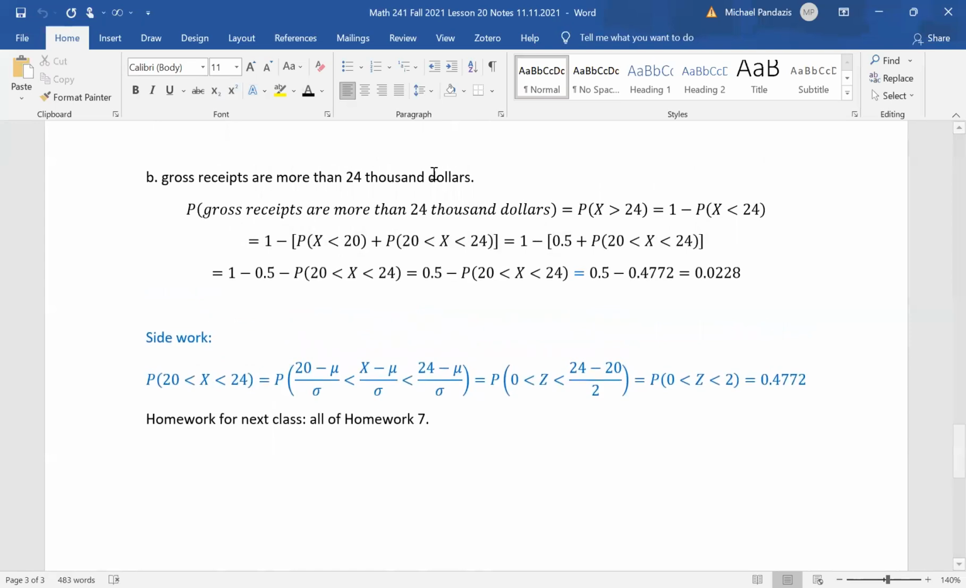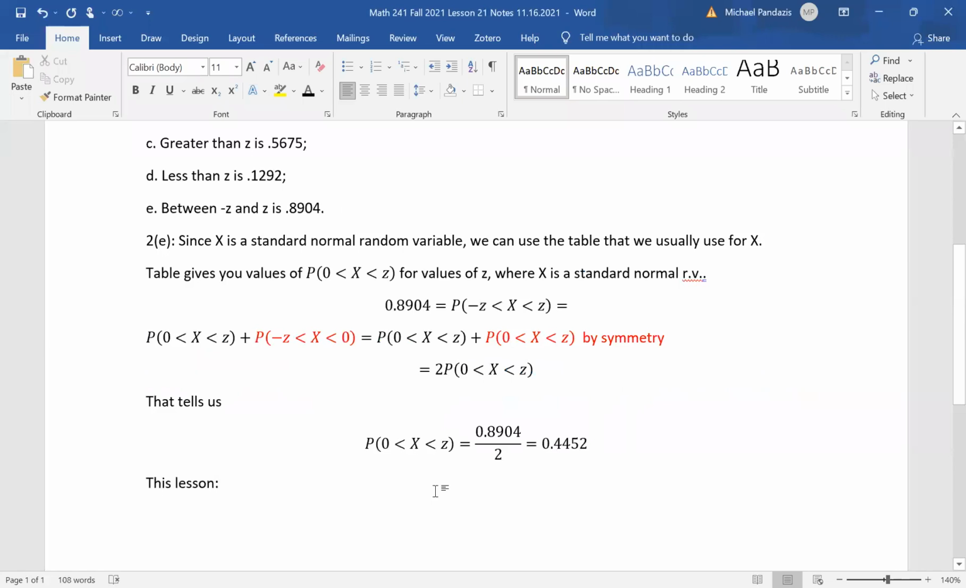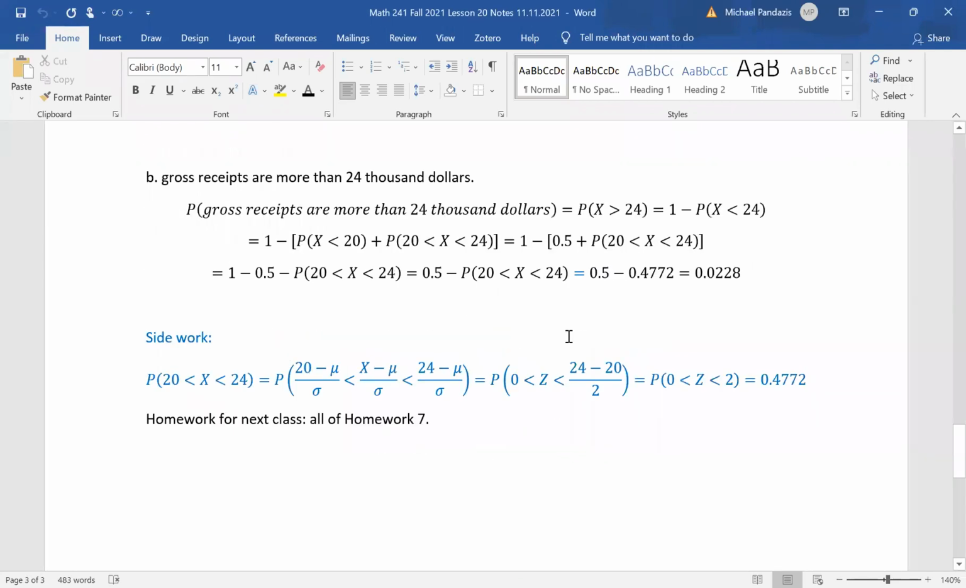We did an example. That was very quick last class. You can read that again if you need to. Okay, so that was the end of that section.